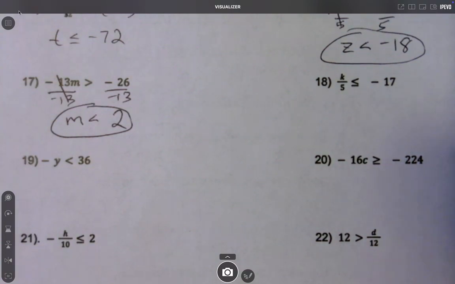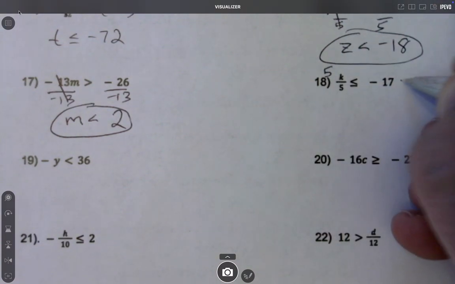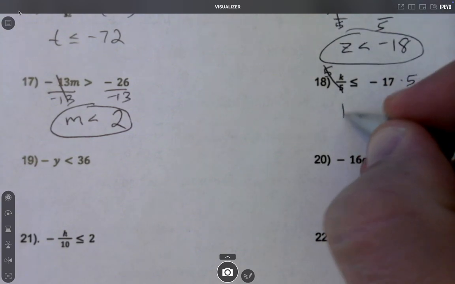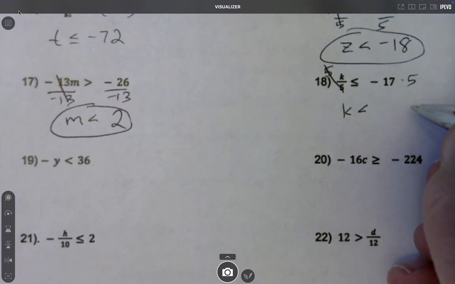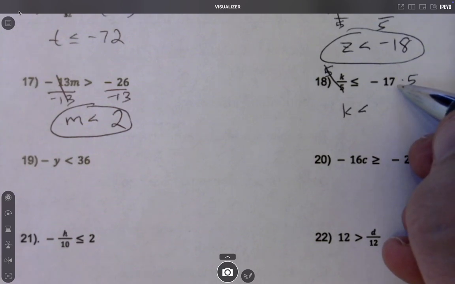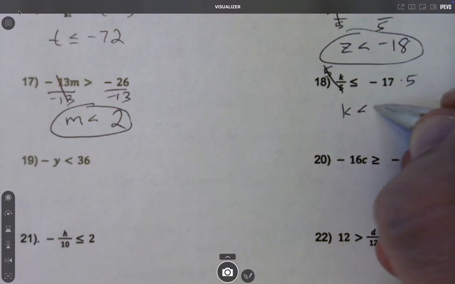K is being divided by 5, so we multiply both sides by 5. So we get K is less than or equal to, let's see, 5 times 7 is 35, 5 times 10 is 50, so negative 85.